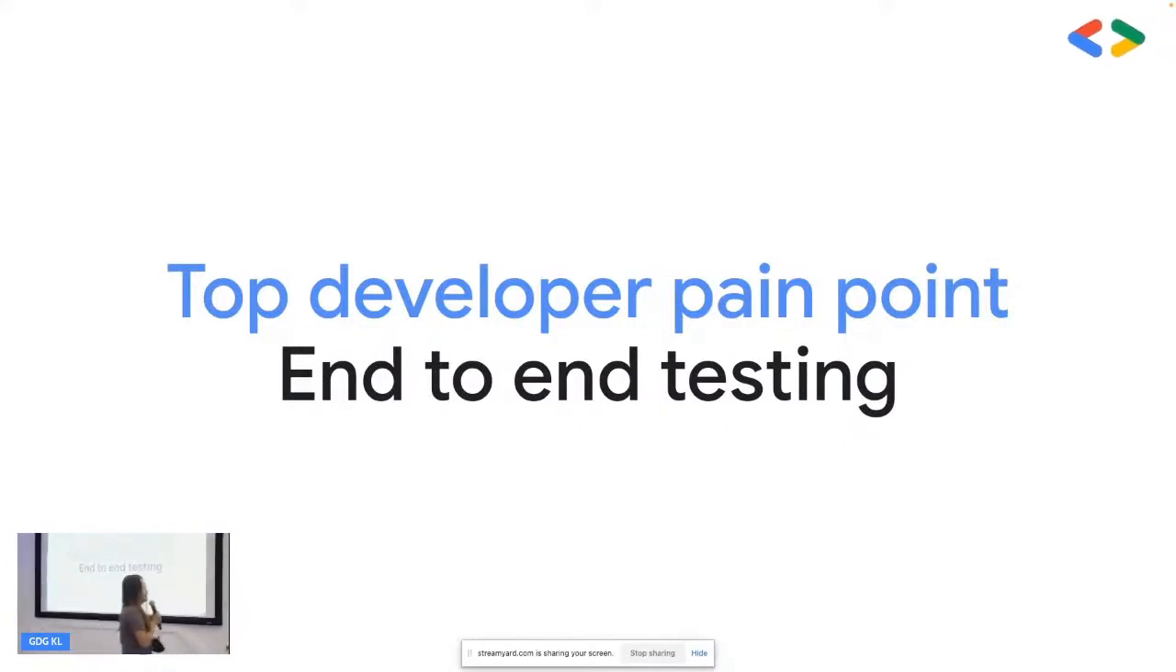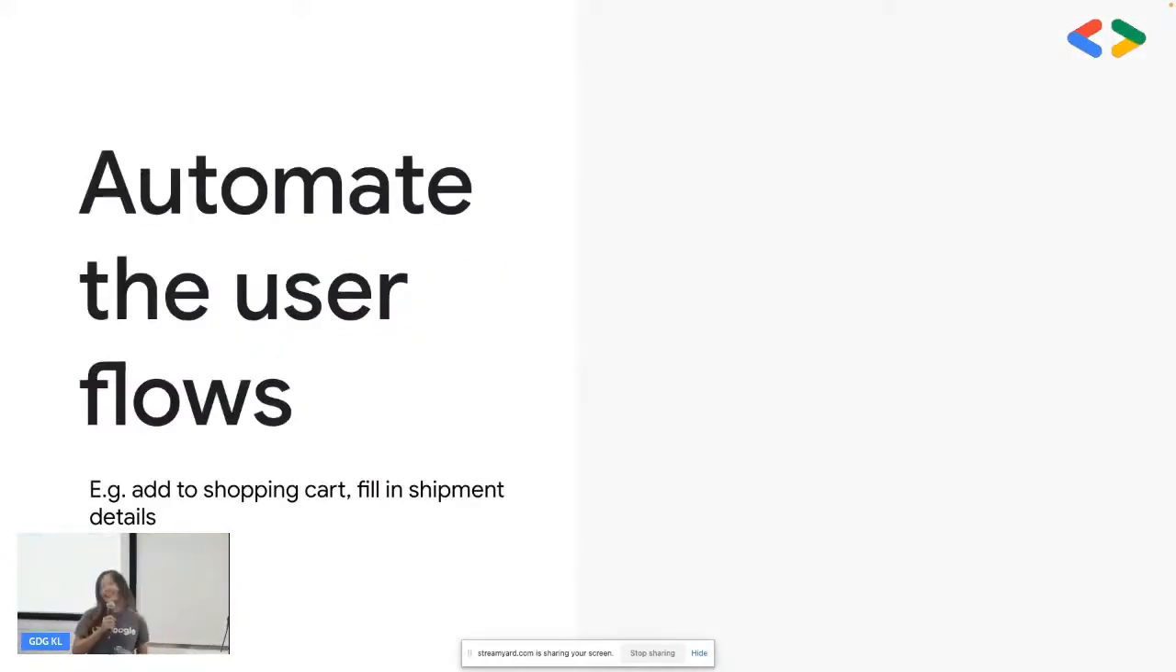Okay, so over and over again, we hear from developers. We are doing surveys, and developers come to us and say that it's very hard to do end-to-end testing. It's very hard to get started. So how do we solve it? We solve it by creating new stuff. One specific thing is developers tell us that they want to automate the user flow. For example, adding an item to the shopping cart. You want to make sure that flow is working fine.